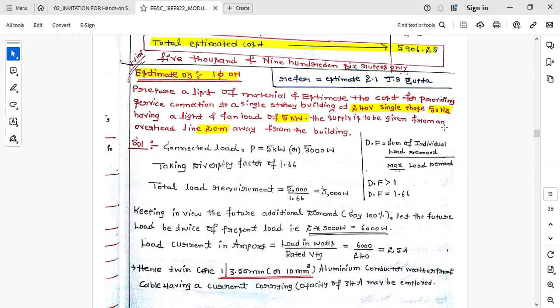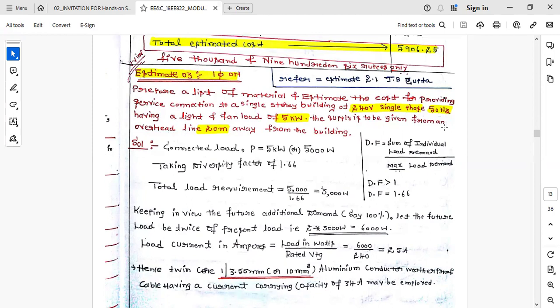That is nothing but a single phase overhead service main. Now let's read the question. Prepare a list of material and estimate the cost for providing service connection to a single store building at 240 volts, which means it is single phase, 50 hertz, having light and fan load of 5 kilowatt. So here there is no power load. Directly we need to consider light and fan load.